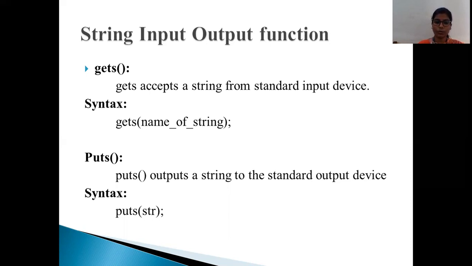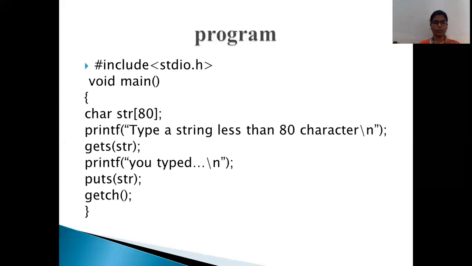The output function is puts. puts outputs a string to the standard output device. See the syntax. Syntax is also similar to the putchar function: puts in brackets, name of the string. These two are the string input output functions, gets and puts.